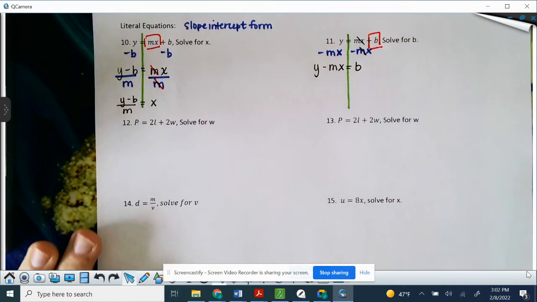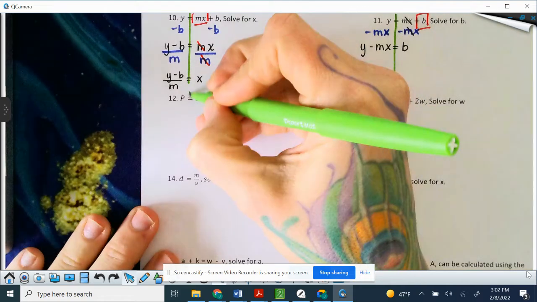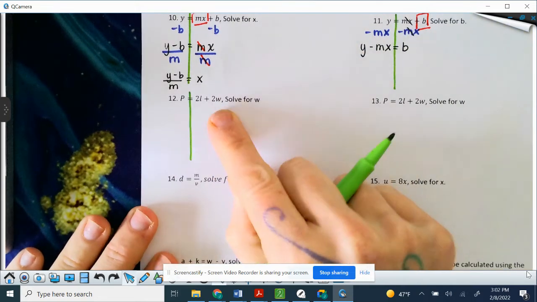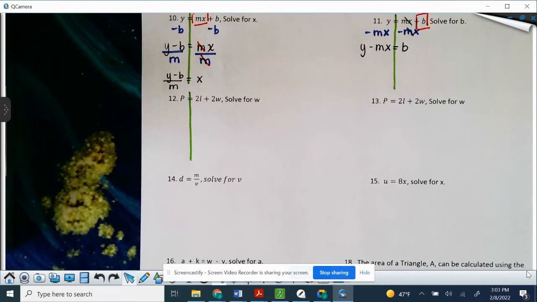So number 12 is perimeter. This is perimeter of a rectangle. So like 2 times the length, 2 times the width added together, you get the perimeter, which is the length all the way around the outside of a rectangle. And sometimes they don't give you all the parts. So in this case, we're going to solve for w like it says.